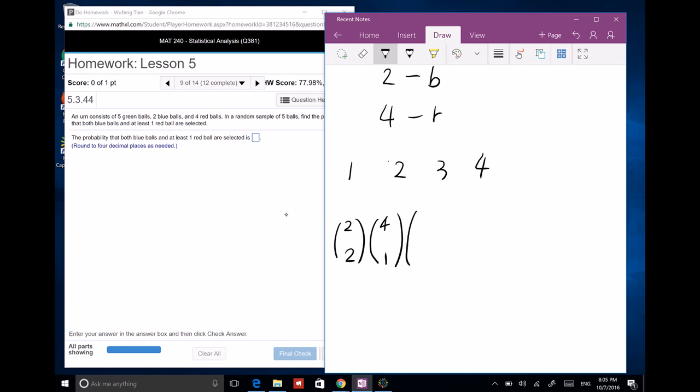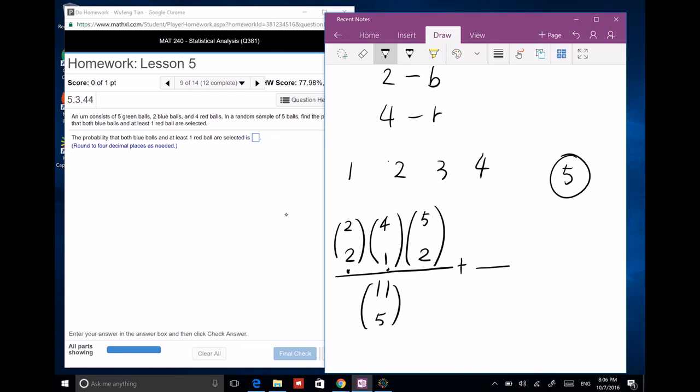Now what is the rest? We have 2 remaining because the total is 5. Total is 5 balls, right? So we have 2 blue, 1 red, and the rest, the 2 will be green. Green was selected from 5. And divided by the total, 5 plus 2 plus 4 is 11. Select 5 from 11.